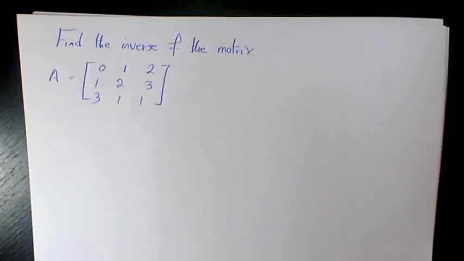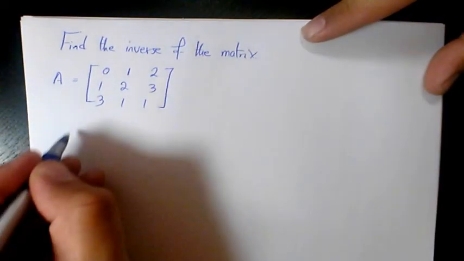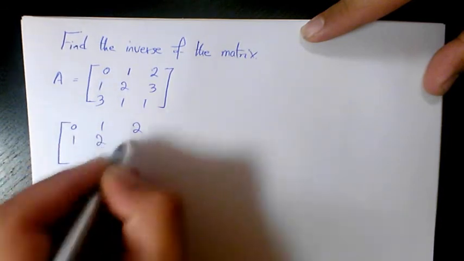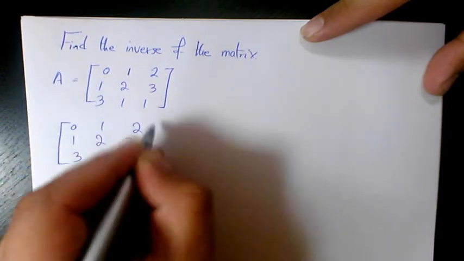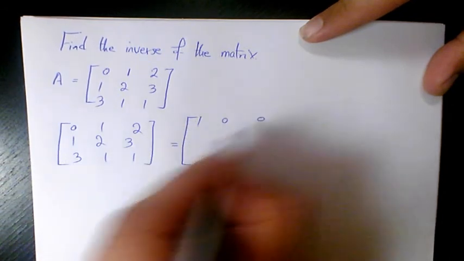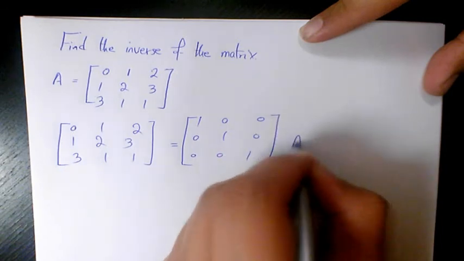Now in this example, I want to find the inverse of this matrix. It is a 3 by 3 matrix, and we know that when we want to find the inverse of a matrix, we need to write it like that, and then we have an identity matrix times A.